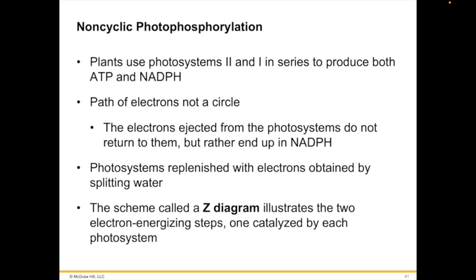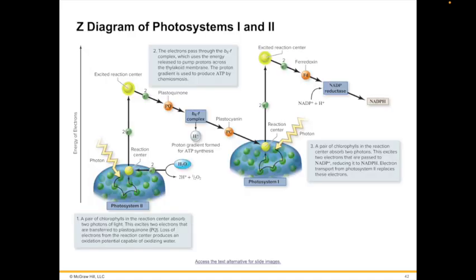So photosystem 2 acts first. High energy electrons are generated by photosystem 2 and are used to synthesize ATP and are then passed to photosystem 1 to drive the production of NADPH, as shown here. So on average, for every pair of electrons obtained from a molecule of water, 1 molecule of NADPH and slightly more than 1 molecule of ATP is produced. So this is non-cyclic electron flow.